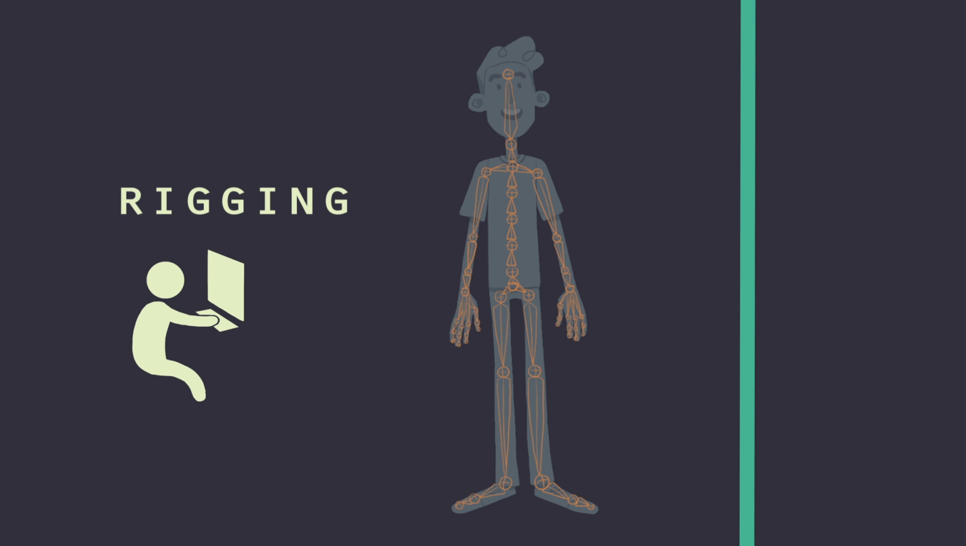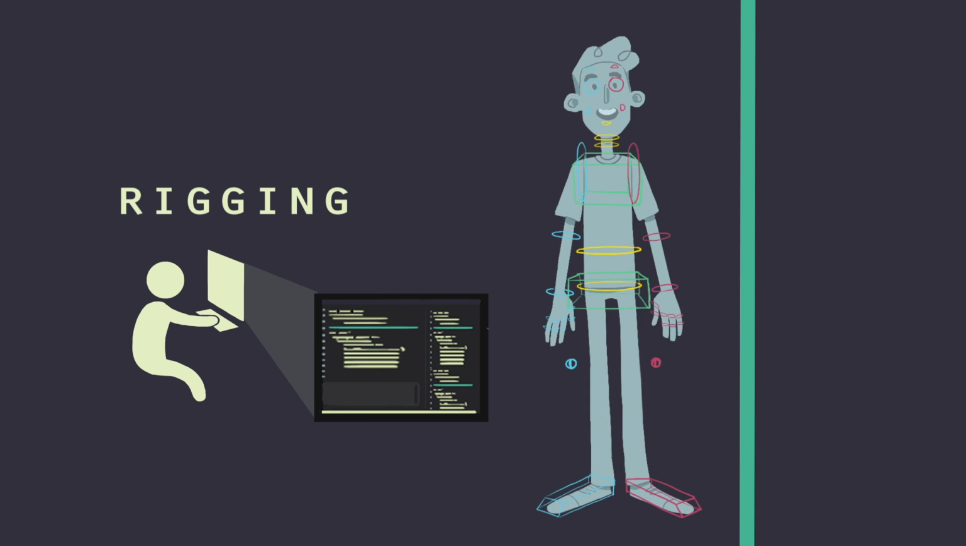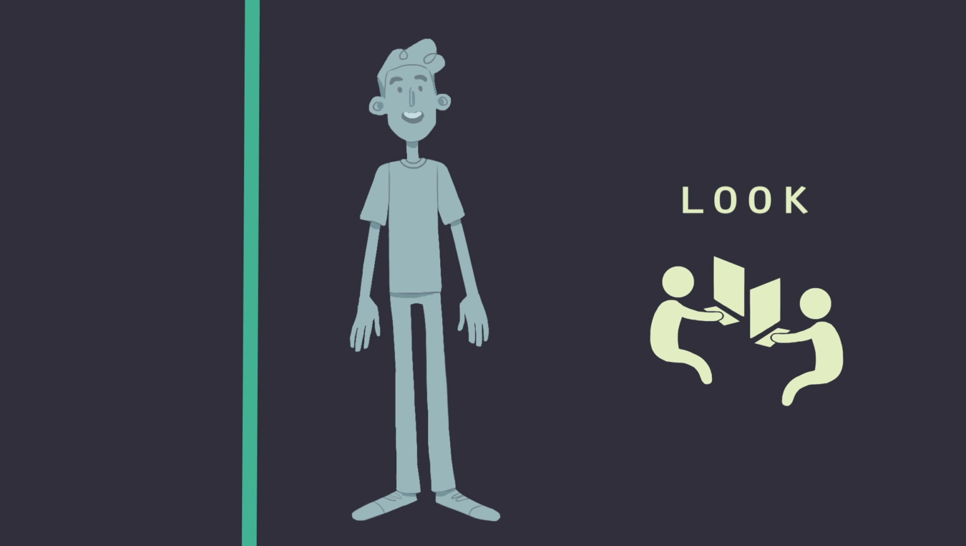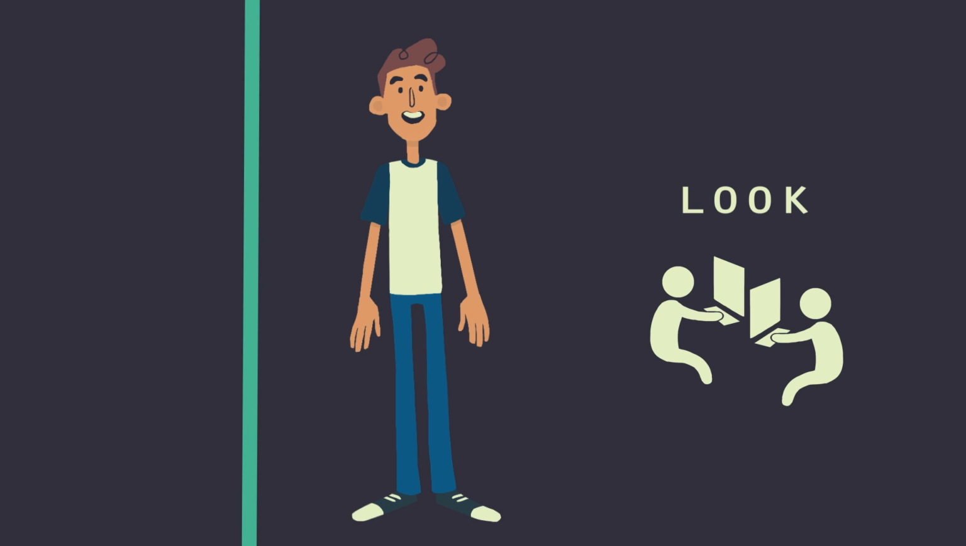Riggers give the characters the ability to move by building controls for the animators to use. This complex process is often automated with scripts so that the same controls can be used on several characters. Parallel to rigging, the look department develops how things like skin, hair, and cloth will look in a scene. They add texture and define how the objects respond to light.